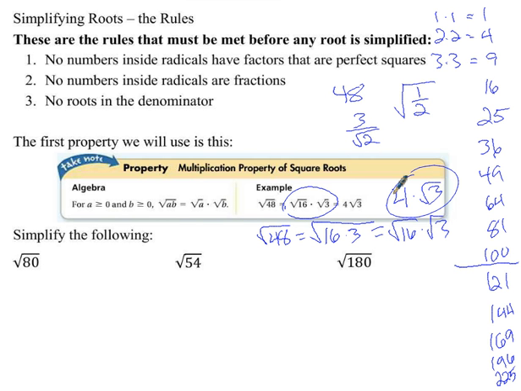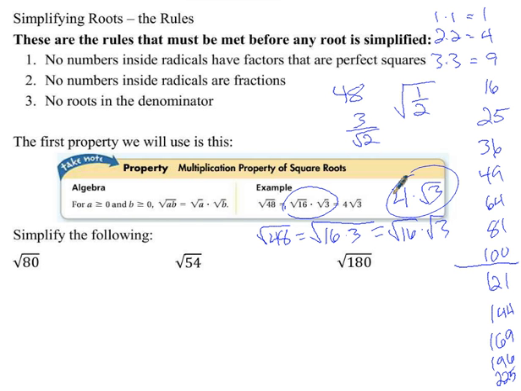So let's take a look at the square root of 80. We want to find the biggest perfect square, not just a perfect square, but the biggest perfect square that goes into 80. Okay, 40 is not a perfect square. So if you don't know the biggest perfect square that goes into it, there's a couple ways you can do this. There's a long way and a short way.